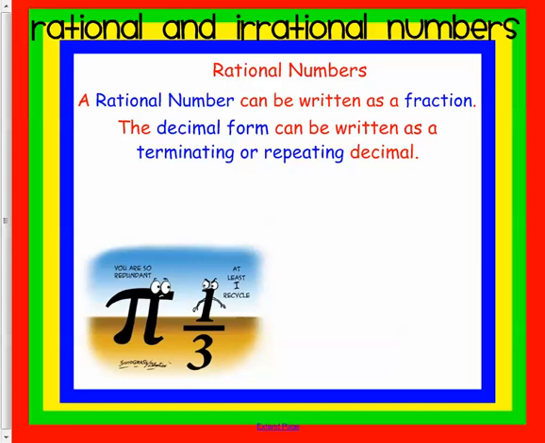Today we're talking about rational and irrational numbers. A rational number can be written as a fraction while an irrational number cannot. So the decimal form can be either terminating or repeating. What do I mean by that?